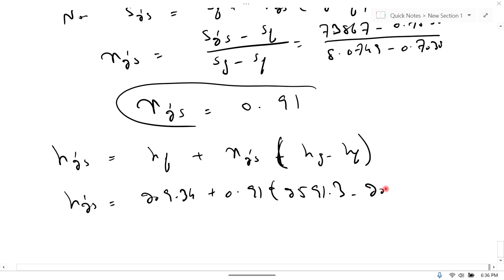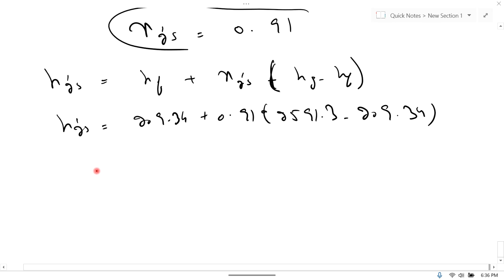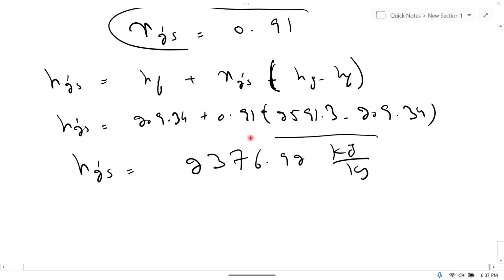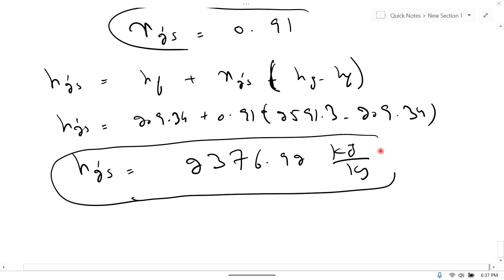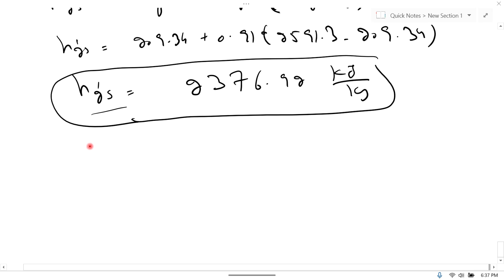2591.3 minus 209.34. So H2 dash S is equal to 2376.92 kilojoule per kilogram. Now from H2 dash S we can find this is the ideal enthalpy. Now we can find actual enthalpy from the efficiency of low pressure turbine.